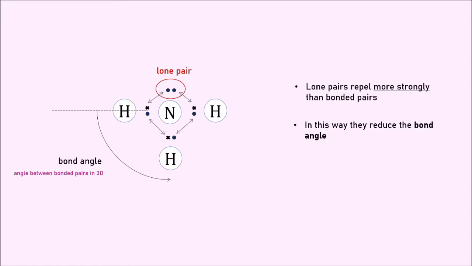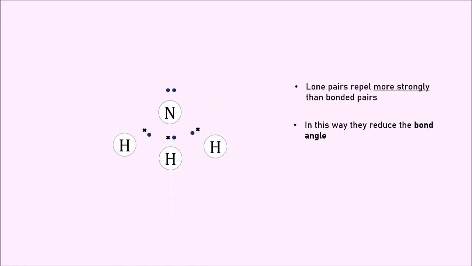How does this happen? Quite simply, let's just remove all this detail for now. We can now see that due to these strong repulsive forces, the other electron pairs and the atoms with them are pushed away like this. And now if we redraw the imaginary lines, we can now see that the bond angle has been reduced.